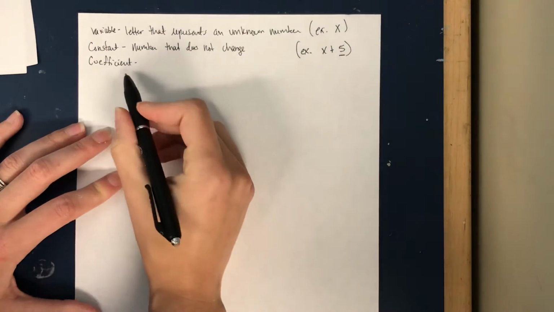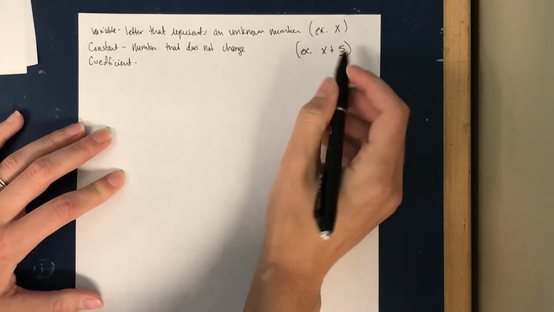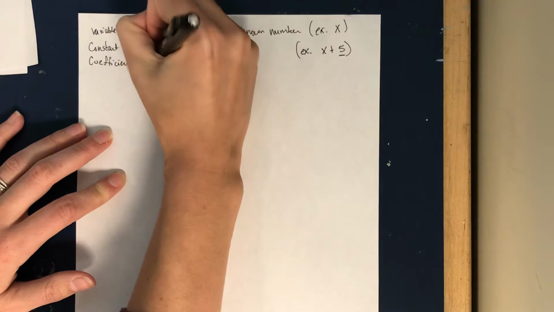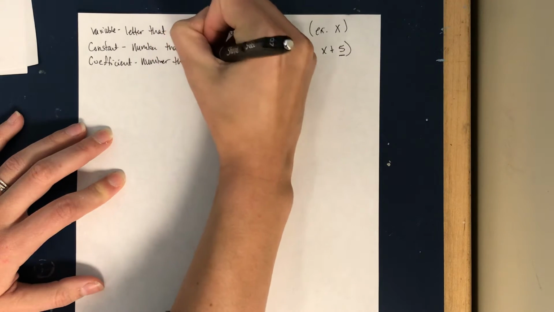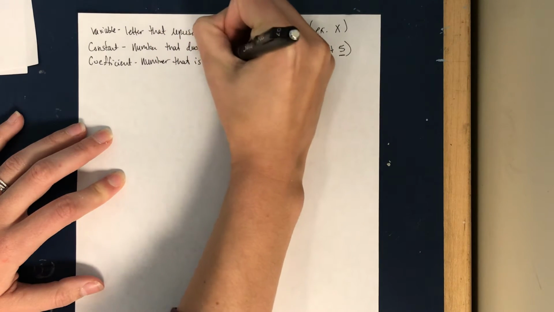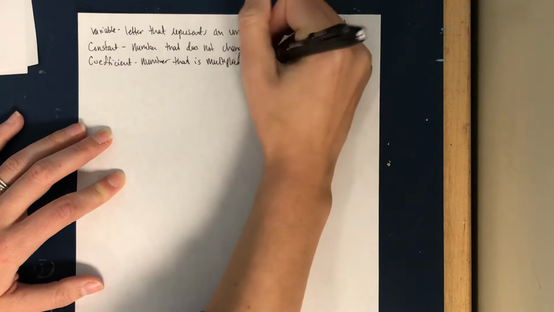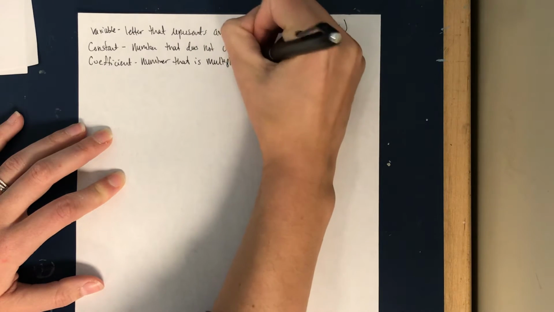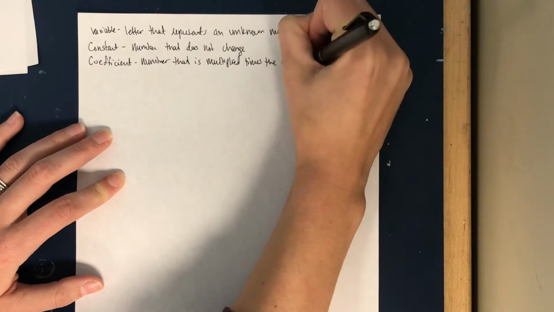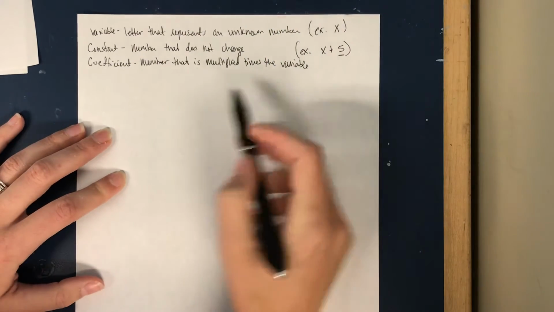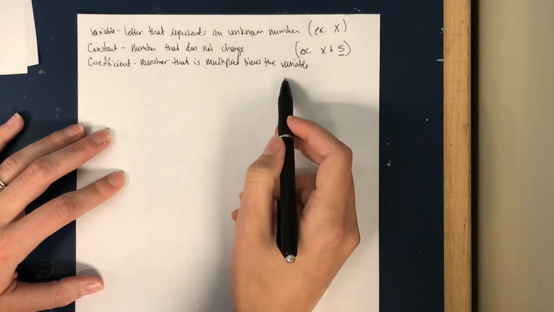The next word is coefficient. This is the number that's being multiplied times the variable. So it's a number times the variable. Okay, so it's a number that is multiplied times the variable.